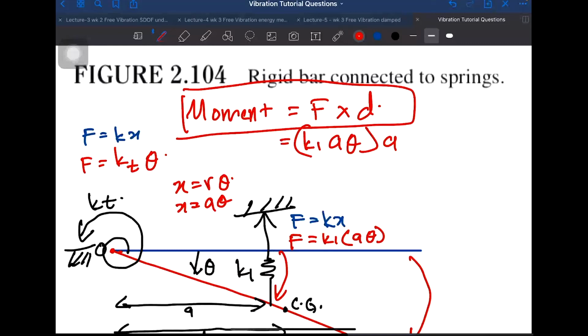So it is not 0, we still take into account that there is a force. But since it's happening at the pivot point, you just don't have to multiply with distance because there's no distance. But we still have to put the force inside the moment equation.